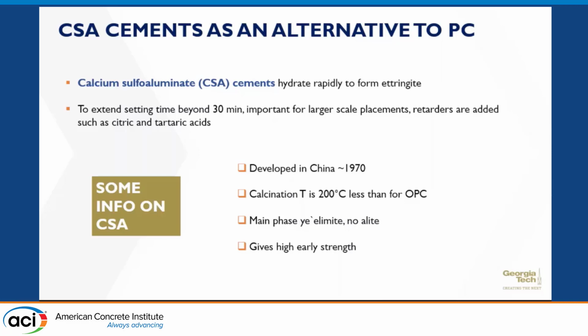Some other quick info about CSAs. I'm sure other speakers will give you much more detail on all these bullet points, but it was developed in China in the 1970s. Its calcination temperature is much lower compared to Portland cement, which contributes to its sustainability perspective. Its main phase is yeelimite, so there is no alite in CSA, in contrast to Portland cement, and it gives high early strength.